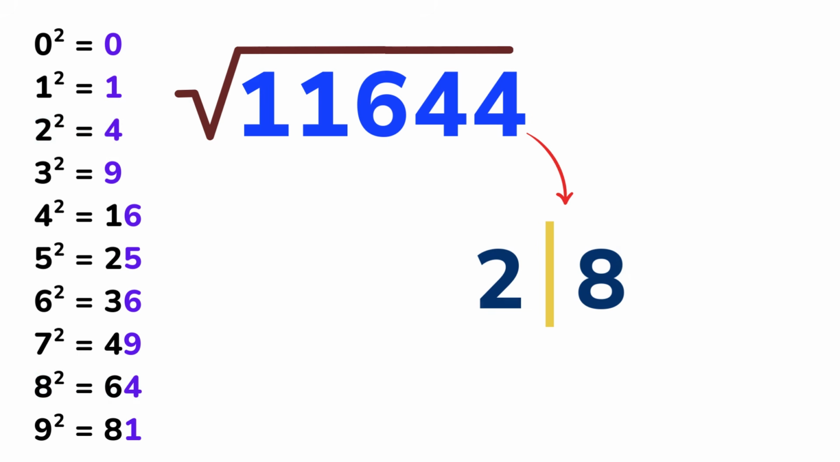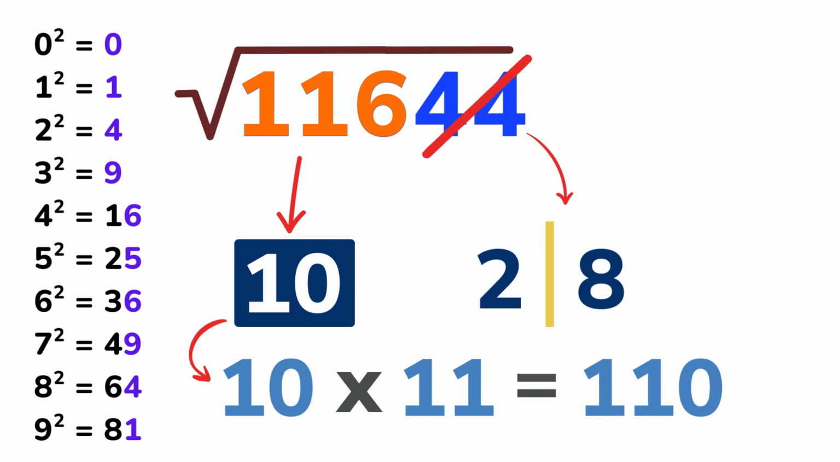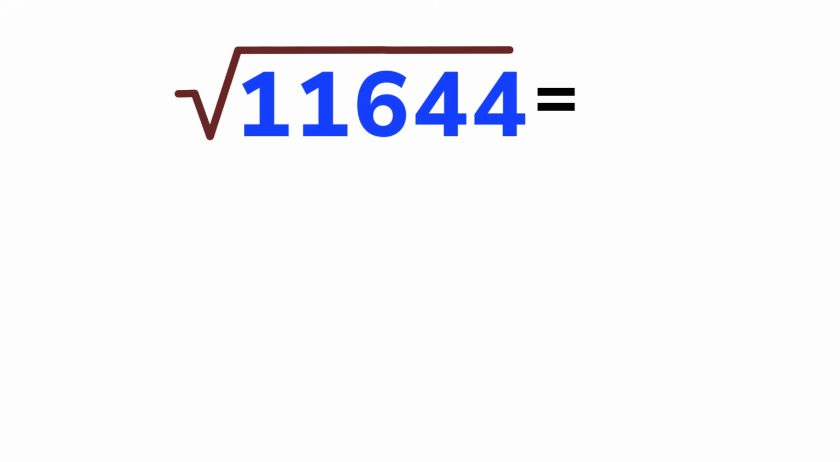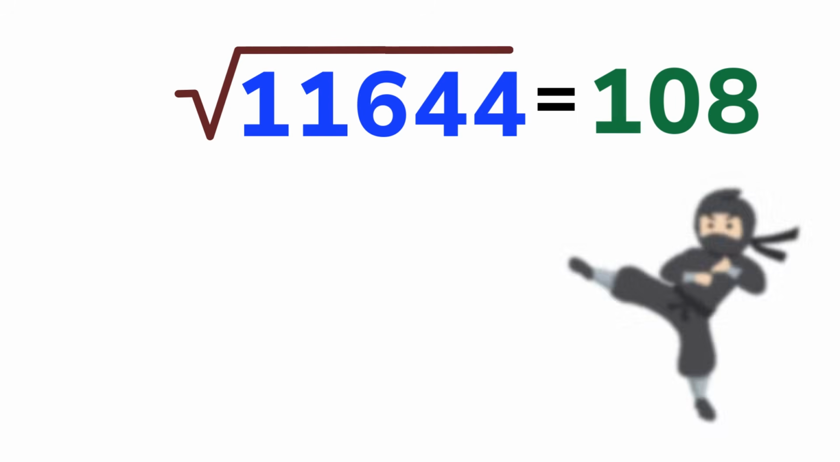Next, hide away the last 2 digits. Now we're looking at 116. Which perfect square is just below that? It's 100. That's 10 squared. Take that 10 and multiply it by the next number, 11. You get 110. Now compare. Is 116 greater than 110? Yes. So we choose the bigger last digit, 8. Put it all together, and boom. Our answer is 108. Superb. You just crushed it like a math ninja.